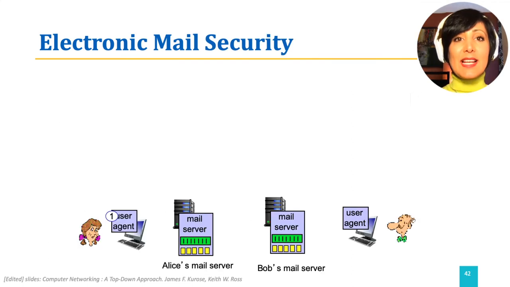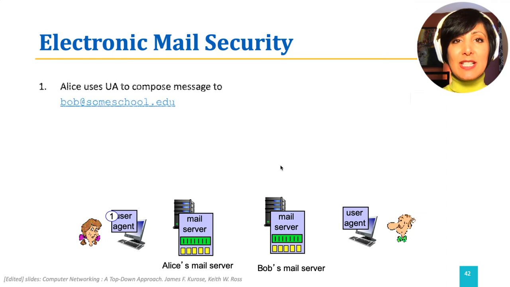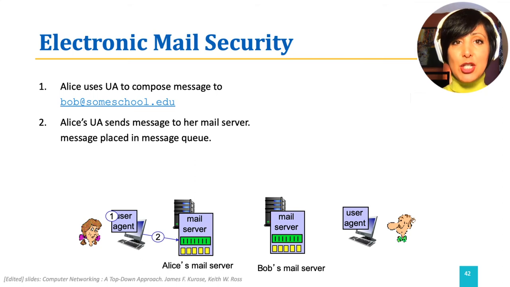Let's take a look at the SMTP email transfer process through an example. In this example, a user called Alice is sending an email to a user called Bob. Alice uses a user agent to compose a message that is intended for bob@someschool.edu. Alice's user agent sends the composed message to Alice's mail server. The message is placed in a message queue in the server.